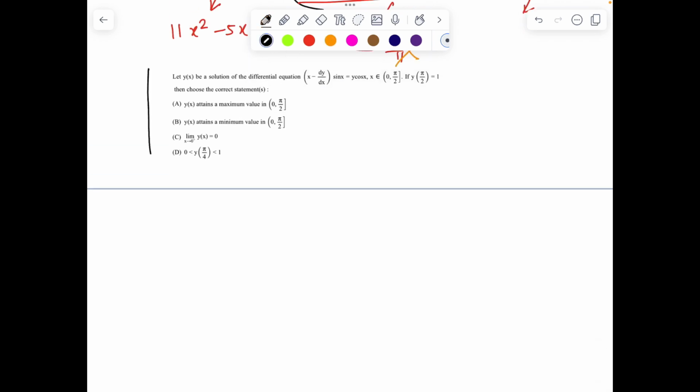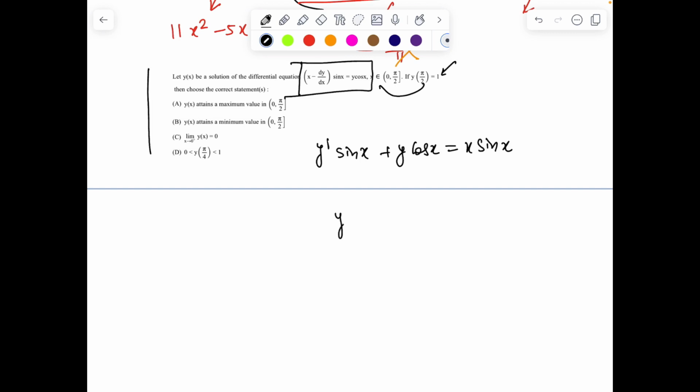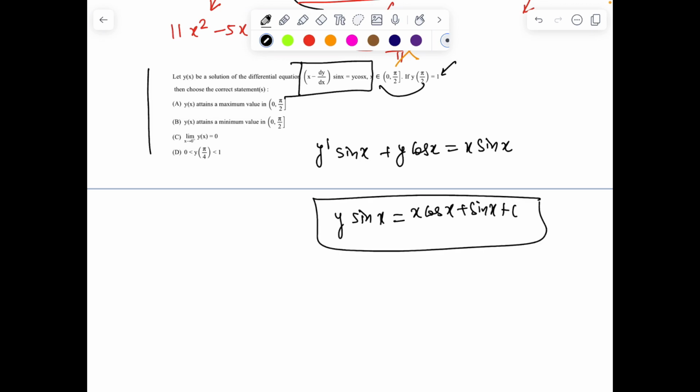Next question is from differential equation, and this can also be done in an easy way, because we have a given differential equation, x belonging to this interval, and an initial condition is imposed. Then we have to answer the following. Of course we can write this given differential equation as y dash sin x plus y cos x equals x sin x, a standard step to put it in linear form. If we use the integrating factor concept, y sin x equals x cos x plus sin x plus constant.